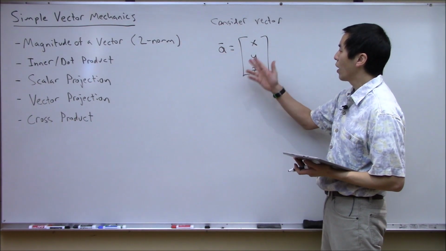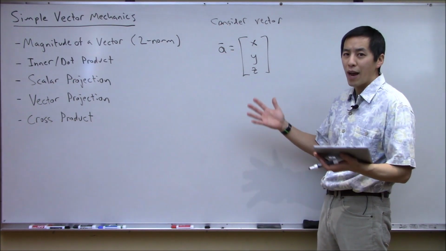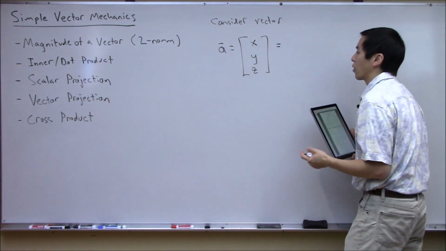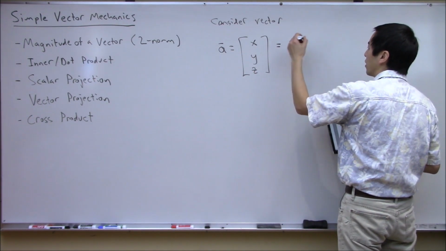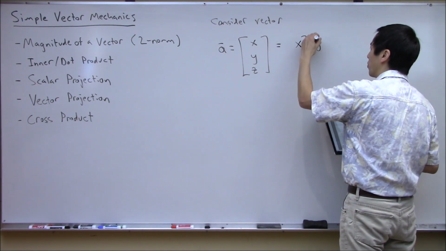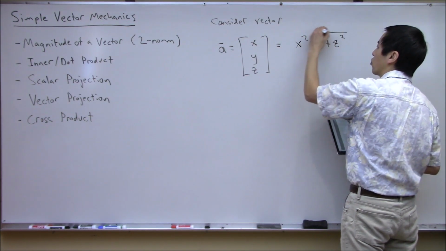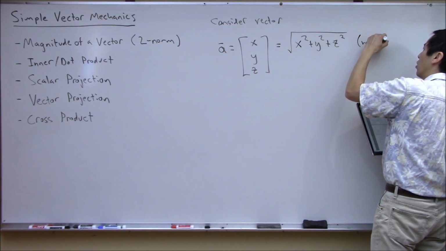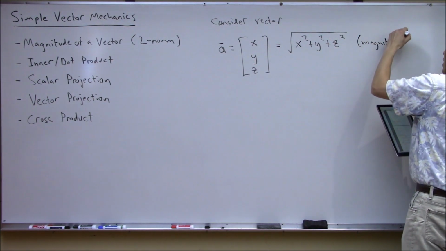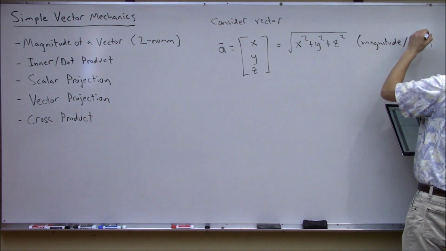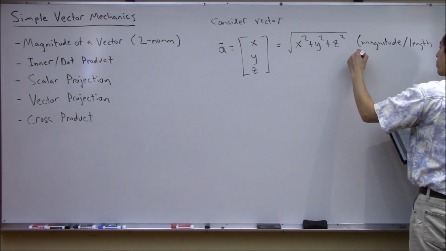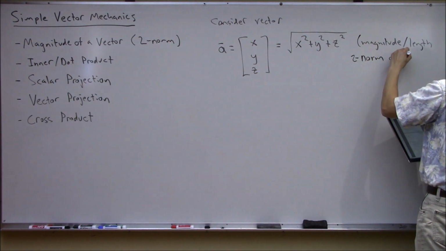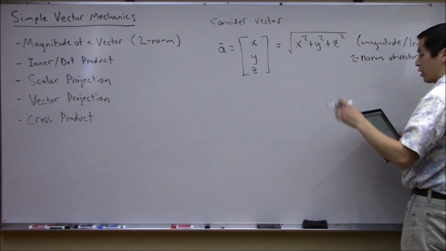So if I want to know how long this vector is, or I want to know its magnitude, I think everyone will remember from elementary calculus or elementary mathematics, the way you get that is you just take the x component squared plus the y component squared plus the z component squared, and then you square root the whole thing, right? So this is sometimes referred to as the magnitude, or you can think of it as the length. Or more precisely in mathematical speak, this is the 2 norm of the vector. Okay, so again, I like to just think of it as how long is this vector.